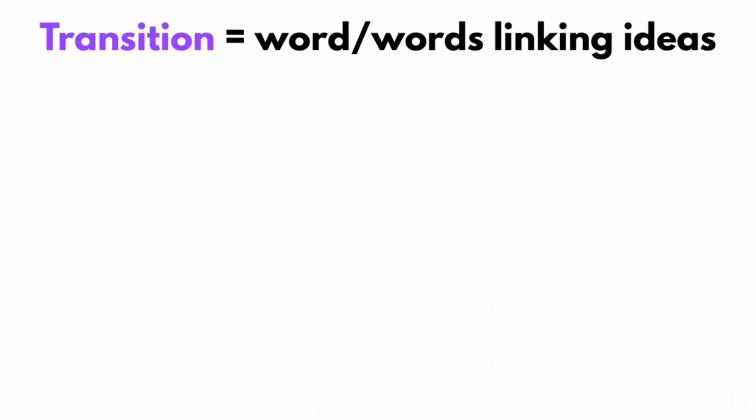I'm sure most of you have heard of a transition before. A transition is a word that links two different ideas, and it also kind of gives a preview of the relationship between those ideas. So if you see a specific transition word, you can guess what the relationship between the two ideas are. There's four main types of transitions that you have to know about.